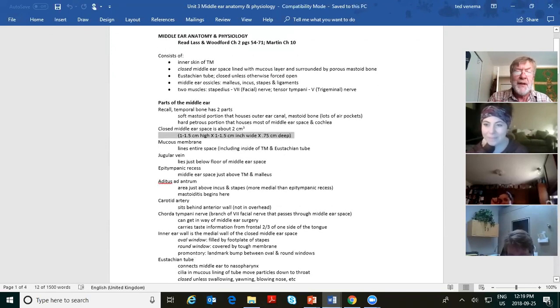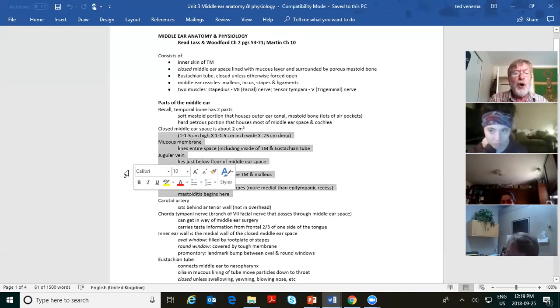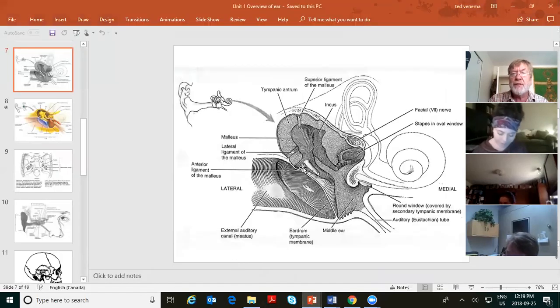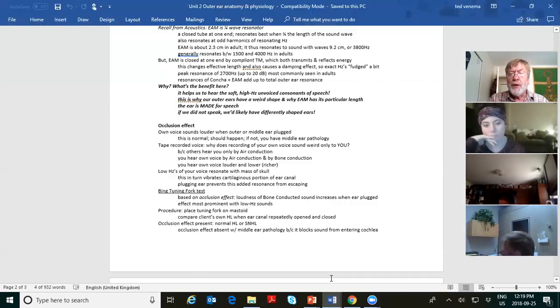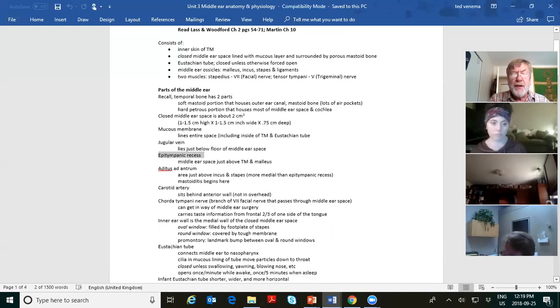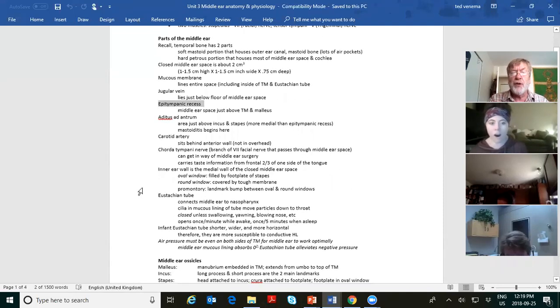But anyway, all this stuff here is kind of extra. You should know what the space is. Epitympanic recess, that's the space above the eardrum here. Tympanum, the space above your eardrum. And then the aditus ad antrum is the space over here. Working our way down in the middle ear, you know what the eustachian tube is, you know about the oval window, the round window, the promontory. Make sure you have that down.